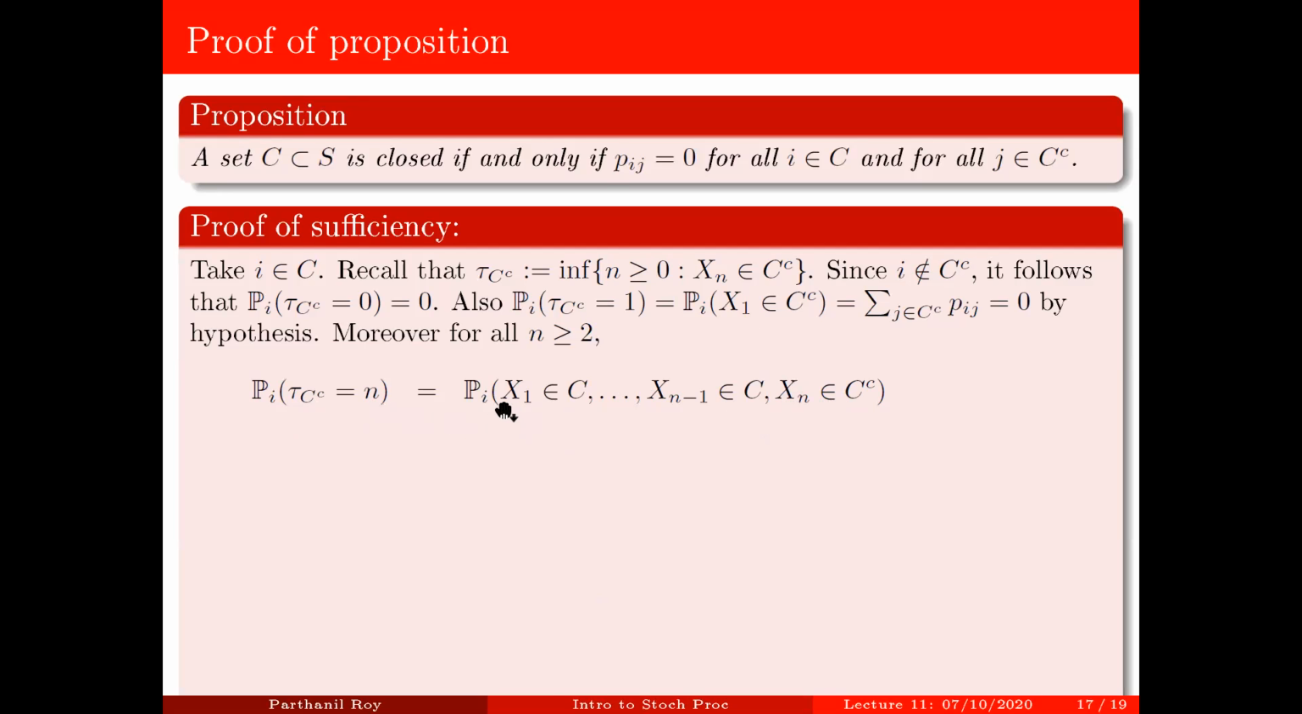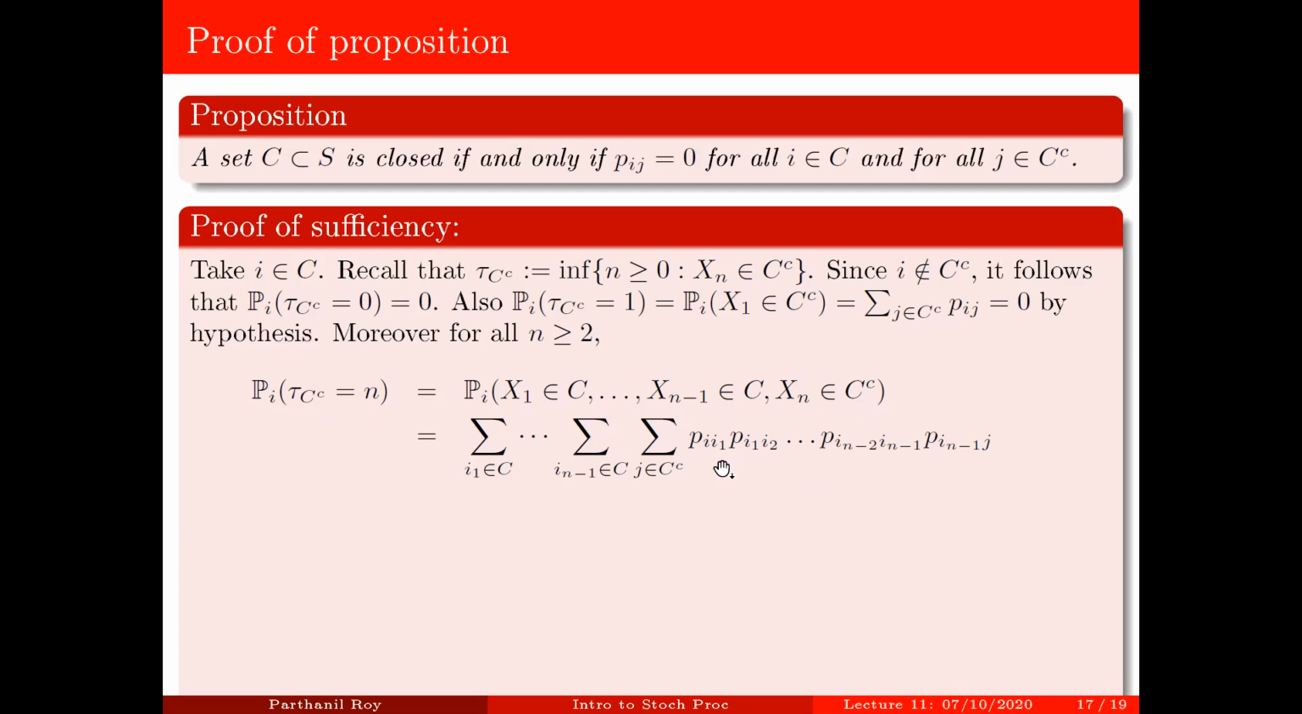So starting from i, X1 has to be in C, X2 has to be in C, all the way up to Xn minus 1 has to be in C, but Xn has to be in C complement. That's the only way this would be equal to n. Now we have computed such probabilities many times. This is just the sum of all different ways this can happen.